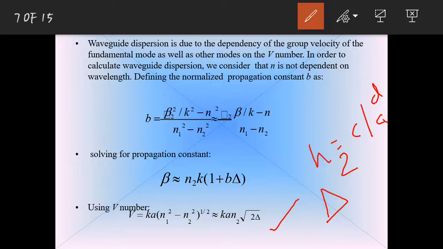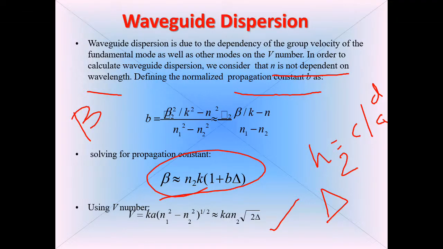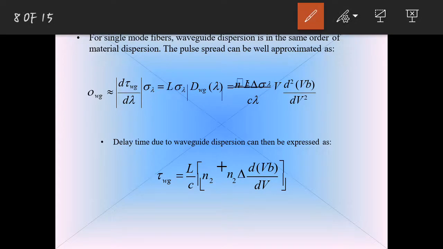So here we consider that N is not dependent on the wavelength. In fact, it is dependent on the propagation constant beta. You can find this out very clearly. Waveguide dispersion is significant in single mode fibers, because in single mode fibers the waveguide dispersion loss is comparable to the material dispersion. So the pulse spread is another factor we need to calculate.